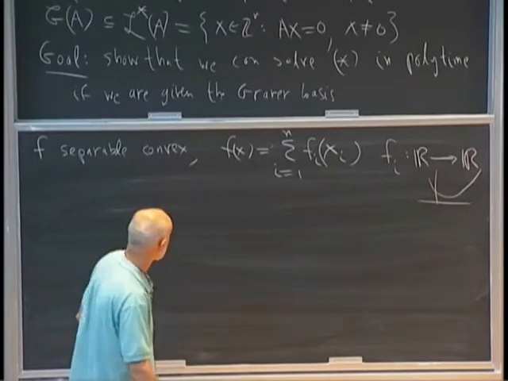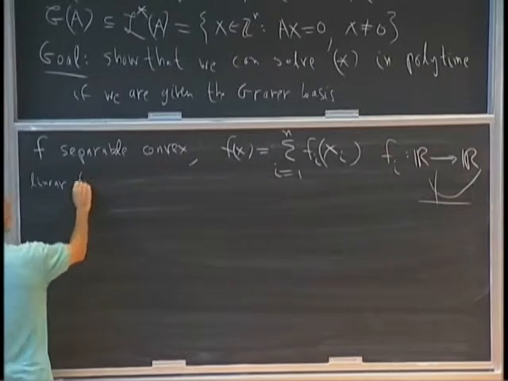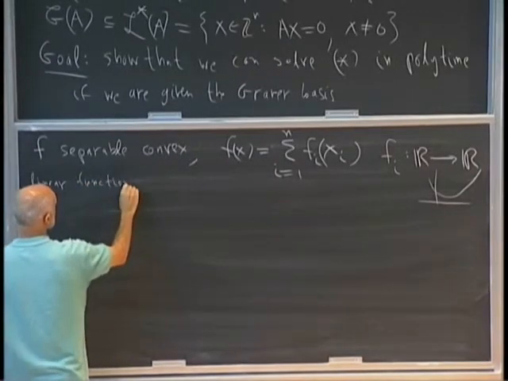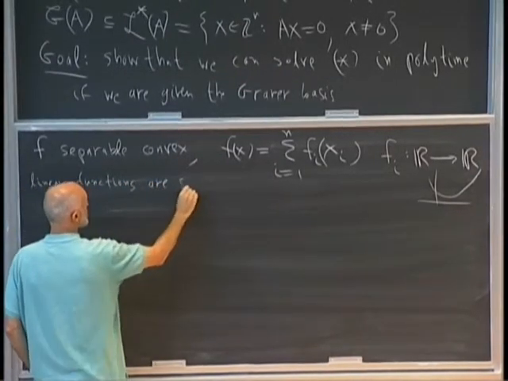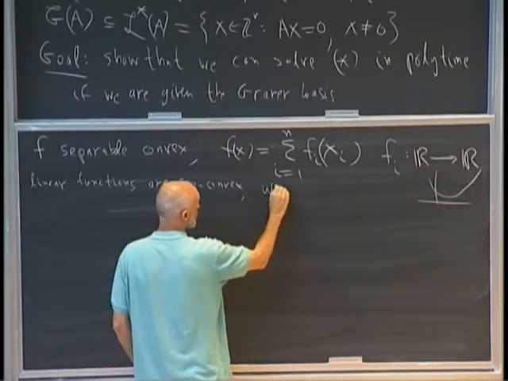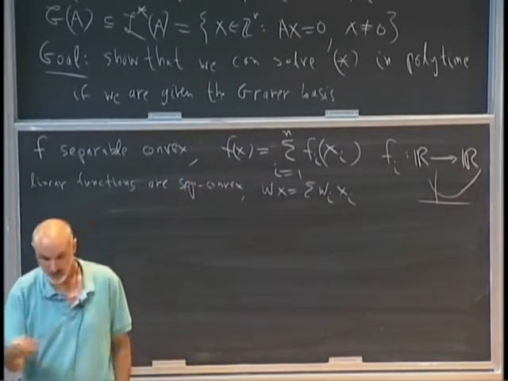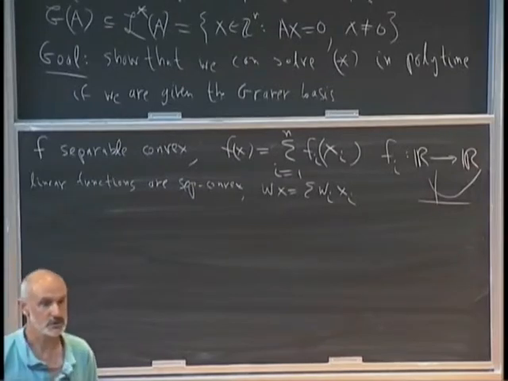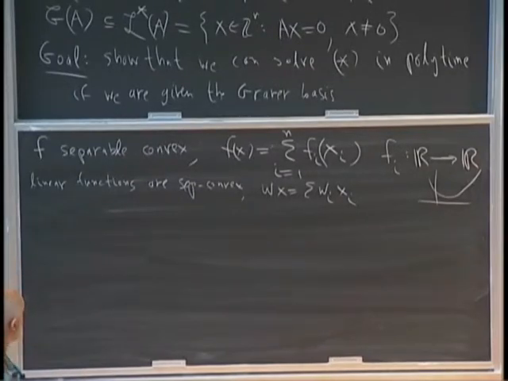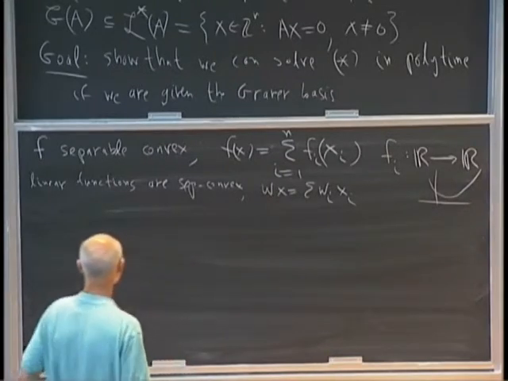Okay, in particular, note that linear functions are separable convex. Because Wx, a linear function, is the sum of univariate linear functions. Okay, so, and again, minimization of an integer program with linear objective function is very general and very hard usually, and most literature really deals with this situation. So this is a stronger result.